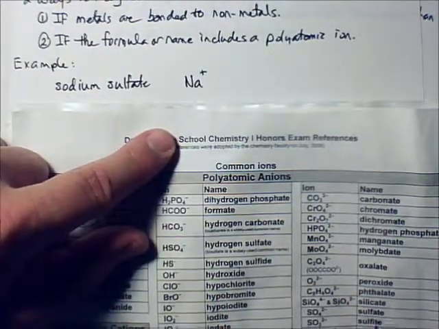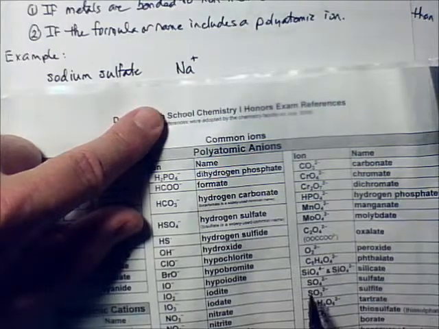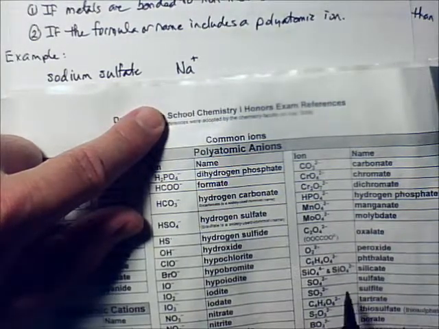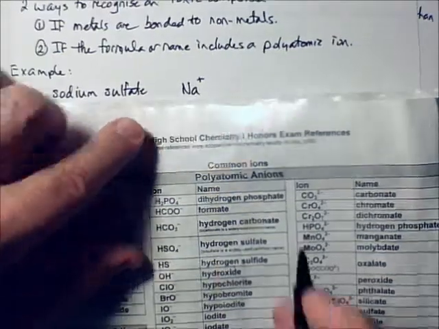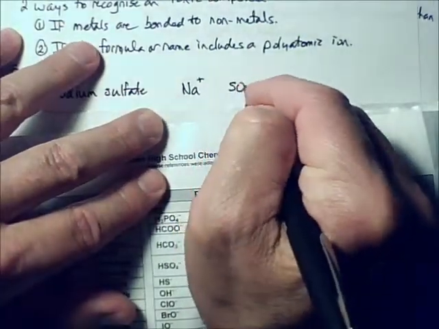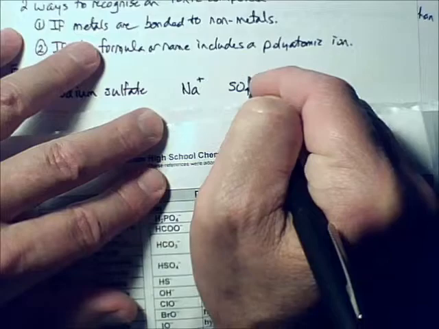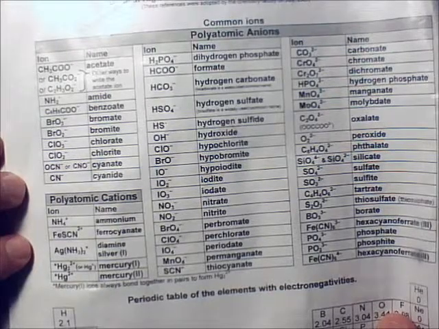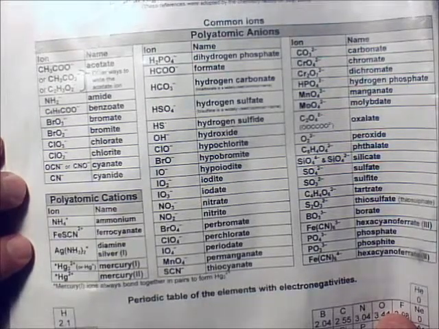Not SO3 negative, because that's sulfite. Okay, SO3 2 negative is sulfite. I'm looking for sulfate, which is SO4 2 negative. How do we know the polyatomic ions? Because I'm giving them to you. That's how you know.